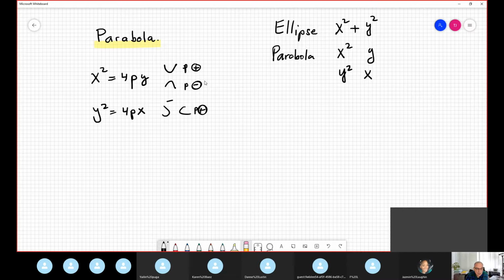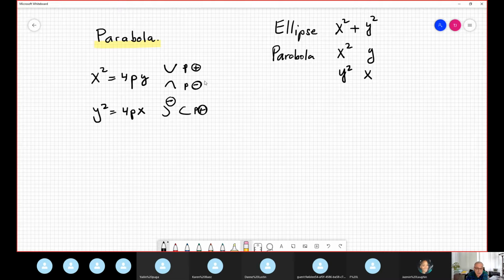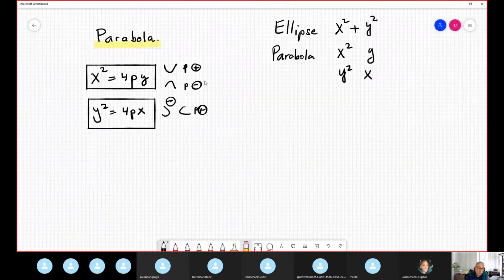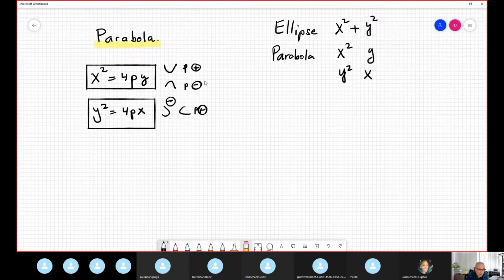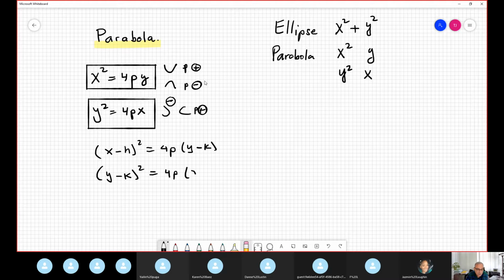Okay. And negative is to the left. Another important thing. Well, this is the equation of the parabola under the supposition that the vertex is located at 0,0, no? So we have some translation that normally we call h and k. For example, this is x minus h squared is equal to 4p times y minus k, no? Likewise, the other is y minus k squared is equal to 4p times x minus h.